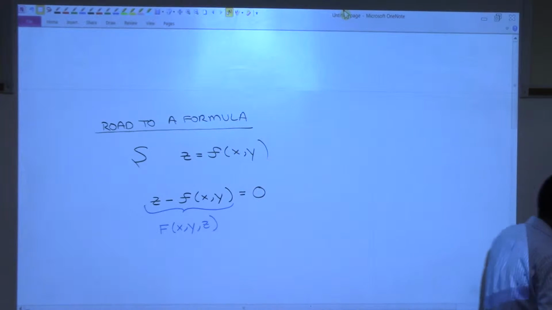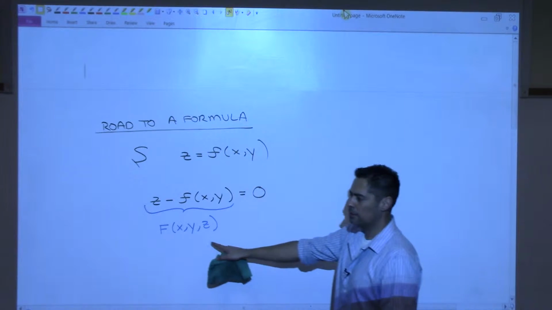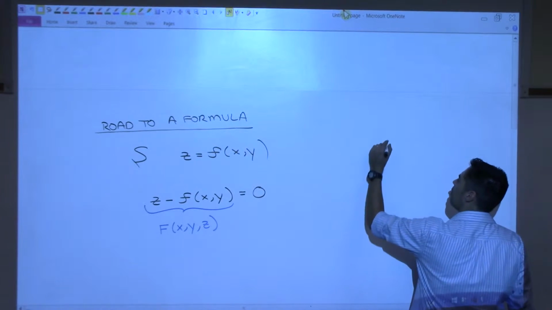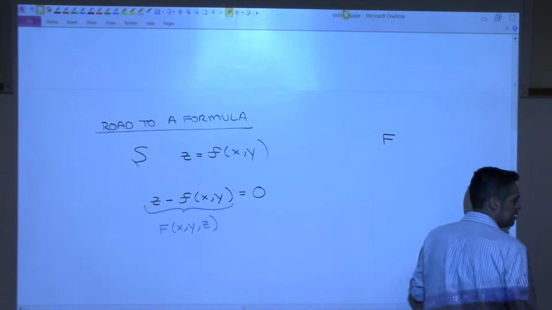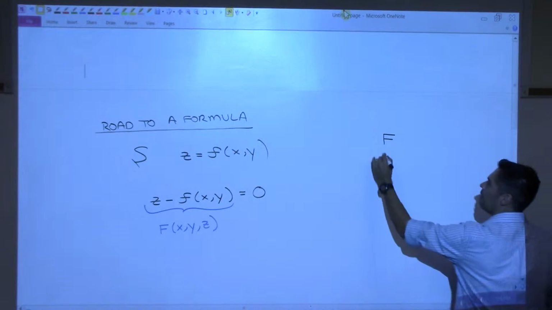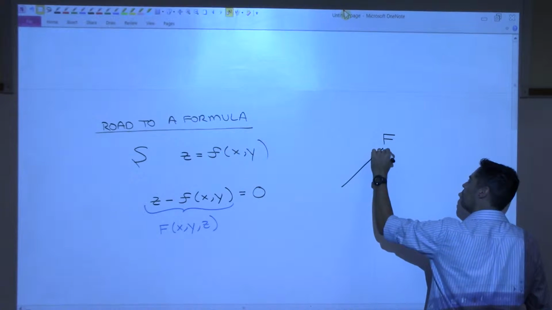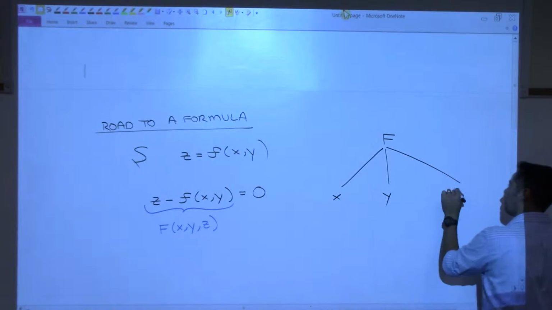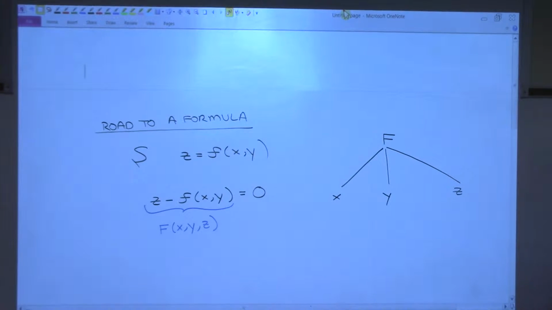Now, the next part is I would like for you to draw me a tree for this situation right here. Tree. If I want to know what capital F is, what does it depend on? You have 3 branches. I have X, Y, and Z. Do y'all agree with that? Yes? Okay, now this is the part that's tricky.